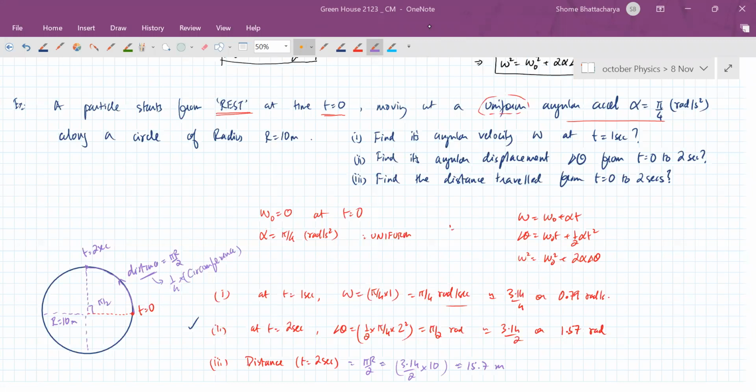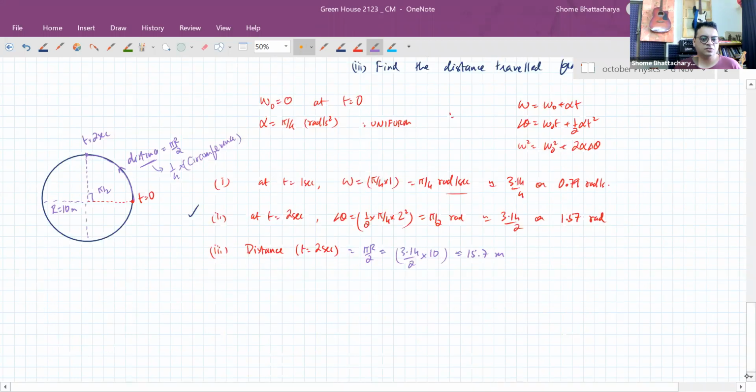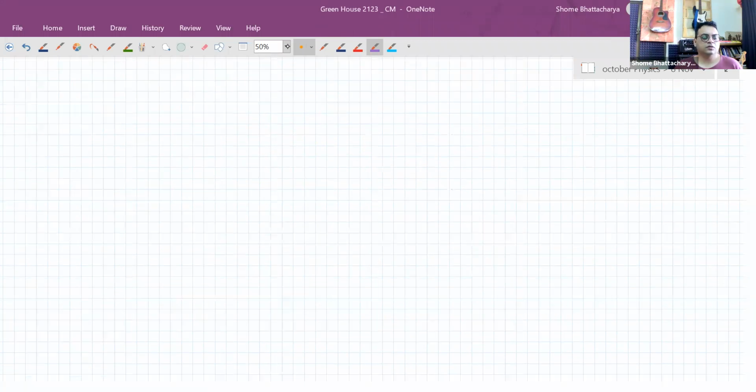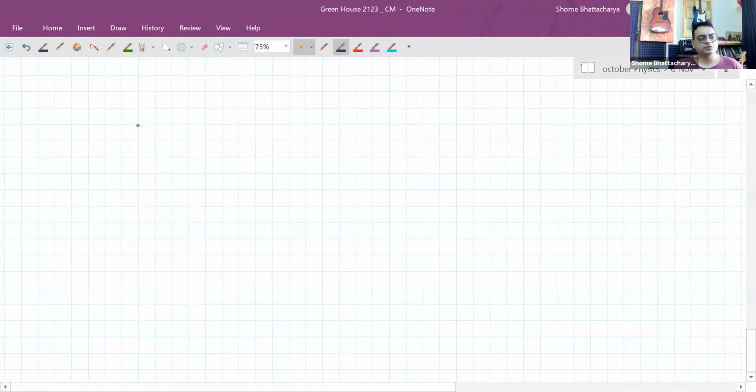Okay, so this is an example of uniformly accelerated, or uniform alpha, circular motion. So now that we are done with the angular parameters, we will move on to the next few things in circular motion. First, we will learn about the radial and tangential unit vectors.